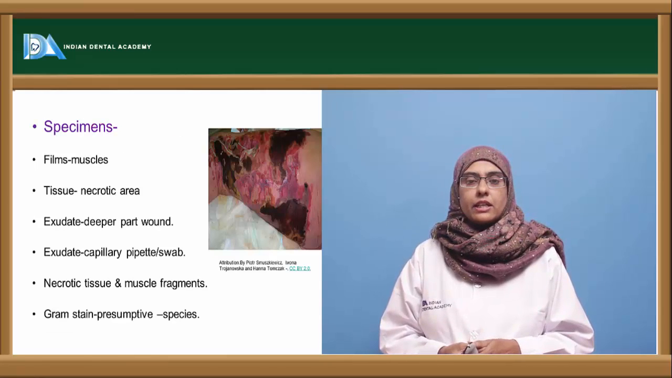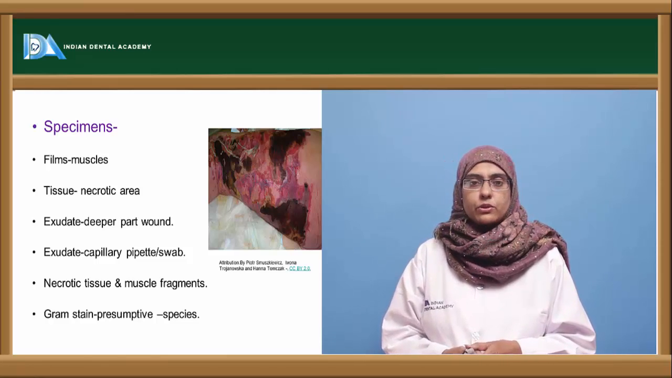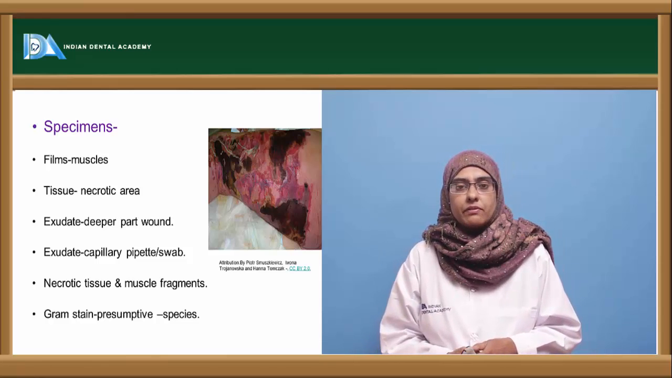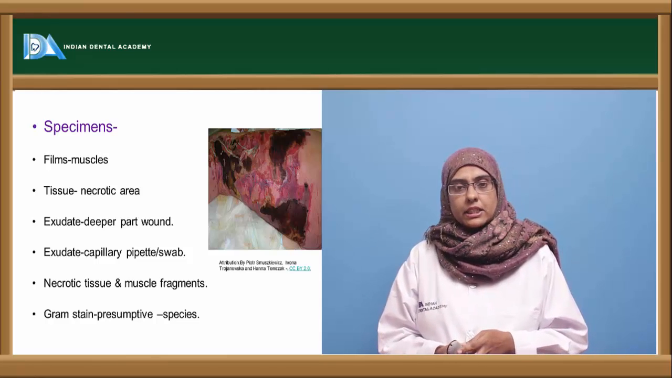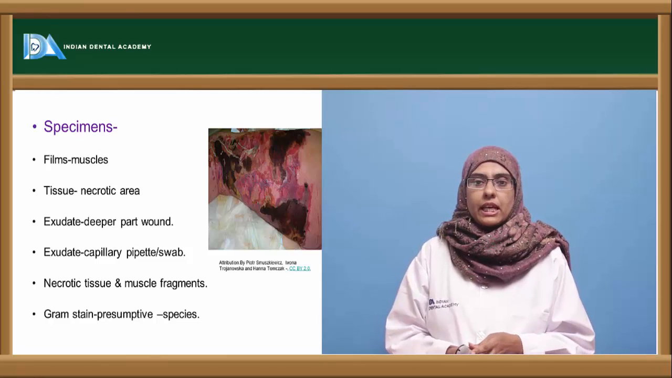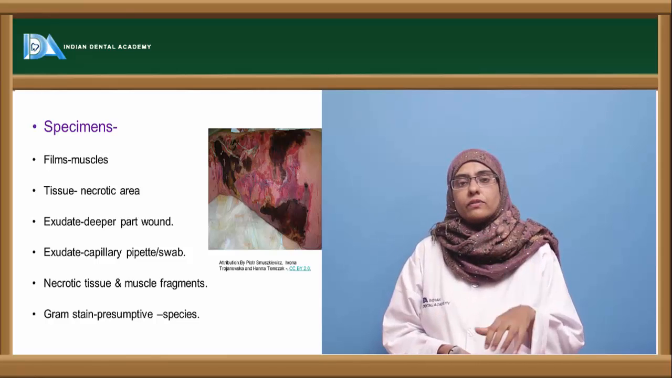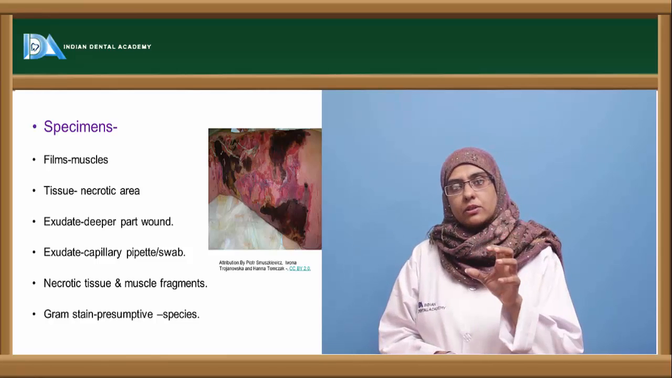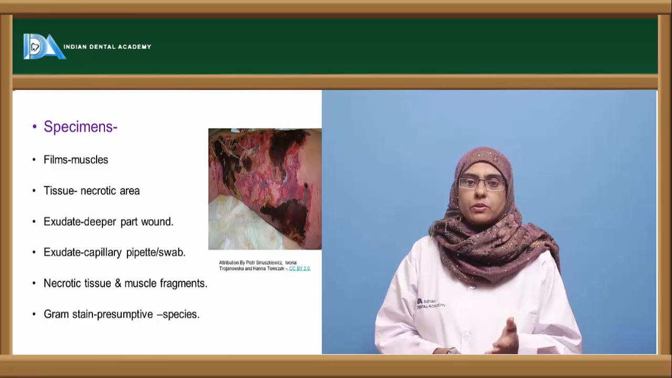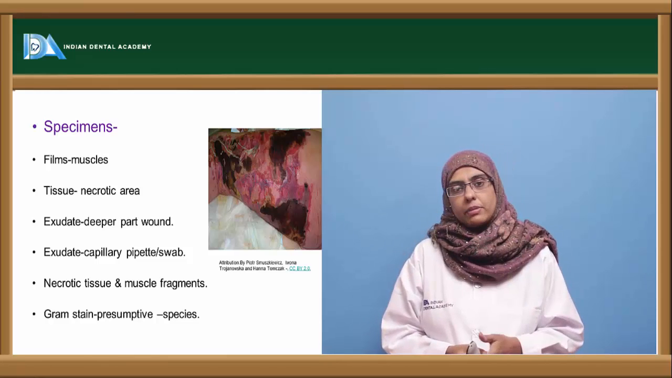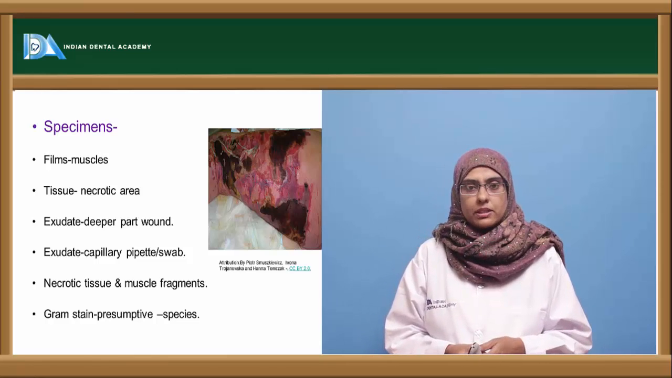Next is the isolation of the organism in pure culture in different media. For that, the specimens that are mostly used are the films from the muscles which have been infected or wounded. The specimen is usually taken from the edges of the wounds. The next sample can be tissues from the necrotic area or exudate from the deep wounds. It is in the deep wounds that you can see the activity of the organism, and from the deep wound it is easy to collect the organism with the help of a capillary pipette or a swab. So in the deep wounds, for the collection you can go for capillary pipettes or swabs. Apart from that, the other samples can be necrotic tissue or muscle fragments.